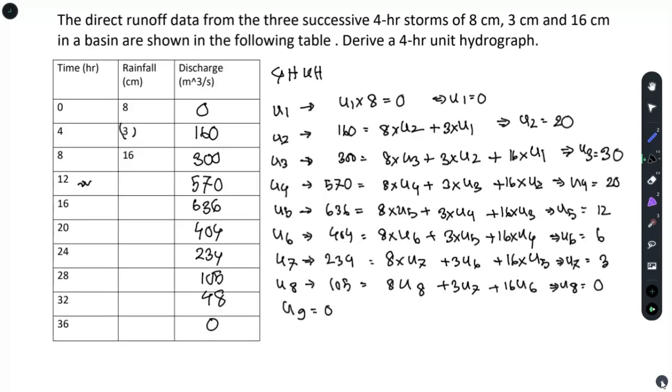So these are the values. U1 is equal to 0, U2 is equal to 20, U3 is equal to 30, U4 is equal to 20, U5 is equal to 12, U6 is equal to 6, U7 is equal to 3, U8 is equal to 0, and all these units are in meter cube per second. And what do we mean by that? We mean that if a rainfall of 1 centimeter for a duration of a 4-hour storm occurs, it would generate a discharge of this U1, U2, U3, U4.